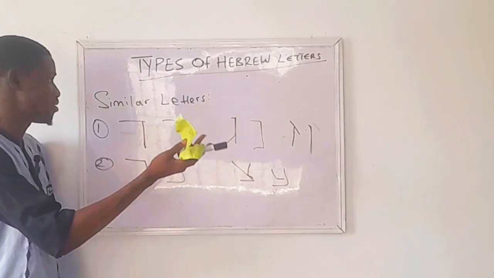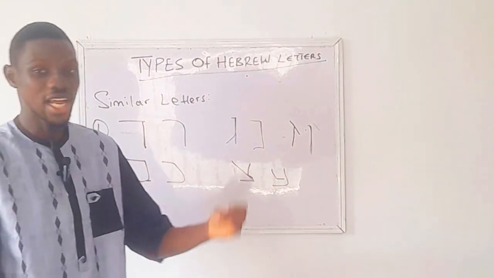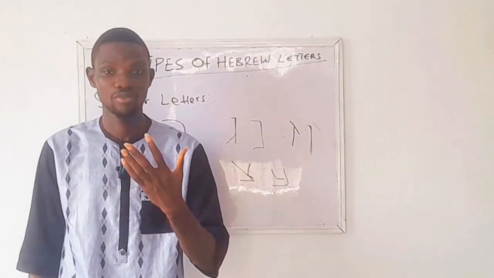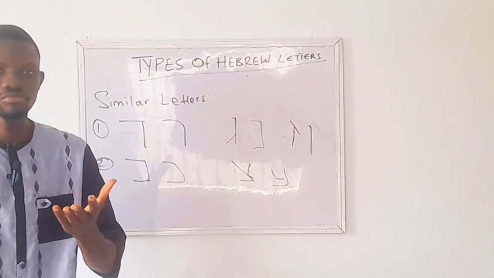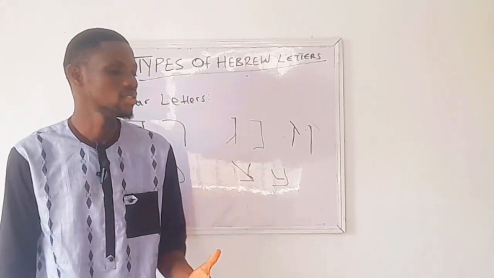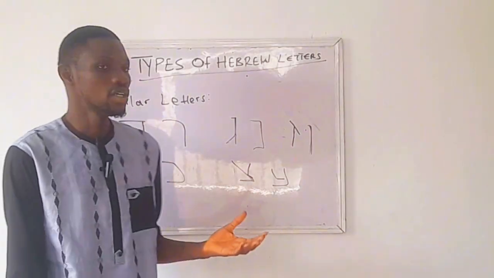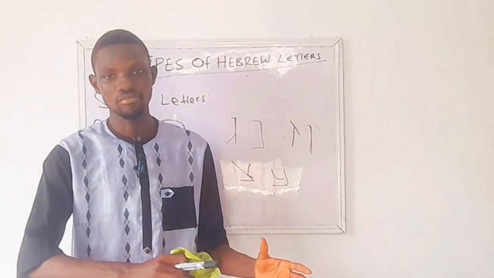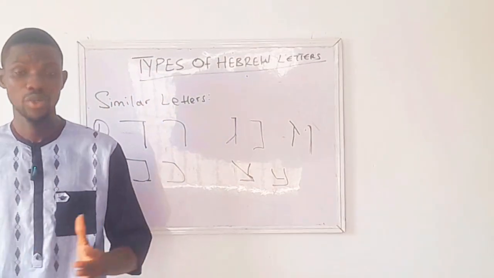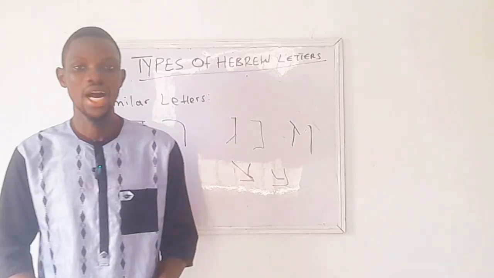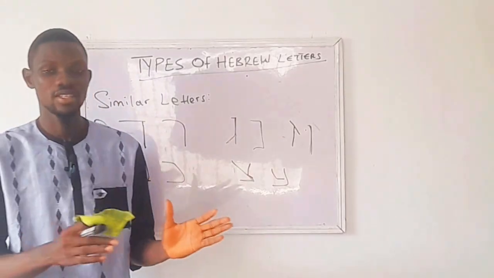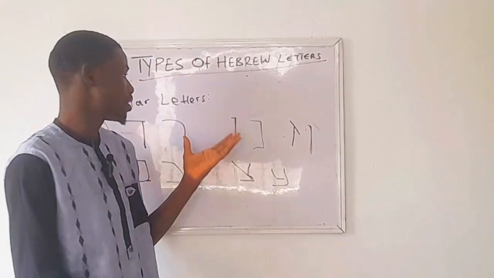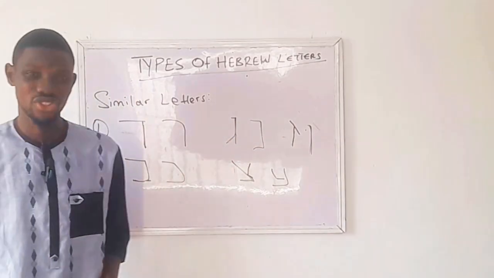That brings us to the end of the types of letters. So we have silent letters. We have guttural letters that are pronounced from the throat. Might be difficult, but we are going to learn it. We have the alternate letters. These change their form and sound depending on whether there's a dagesh or not. We have the final letters that change their form when they appear at the end of a word. And we have the similar letters that look so much alike.